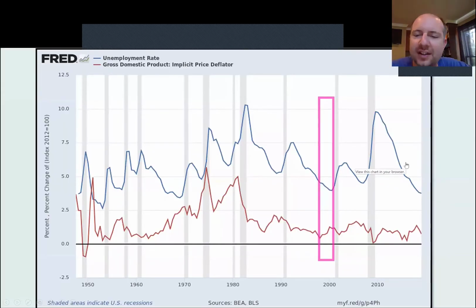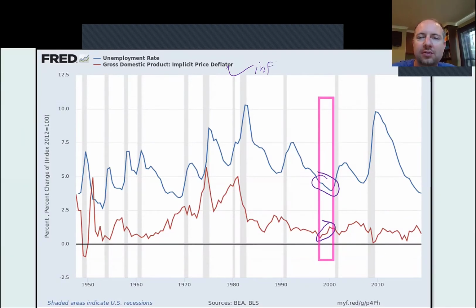An example of this is something that happened in the late 90s, when the tech boom was going on. I'm feeling good, my stock portfolio is looking great, my eToys stock is doing really well, and as a result, I go out and buy a bunch of stuff. So we have a big increase in GDP. Notice unemployment goes down. However, we also see higher inflation. Remember, the red line is inflation. So this is an example of demand pull inflation: an increase in aggregate demand leads to higher GDP, a lower unemployment rate, and also higher inflation.